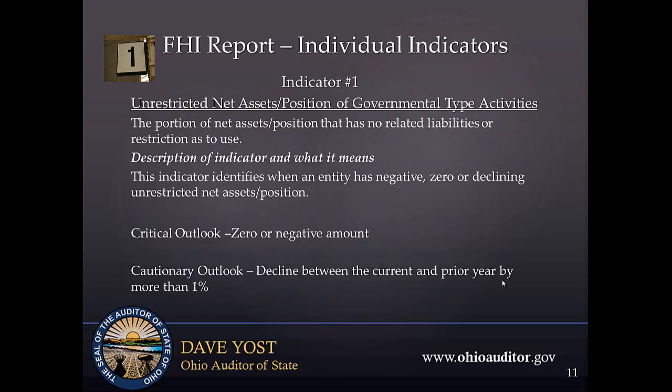If an entity's unrestricted net assets or position is declining or is negative, it leaves little or no room for unexpected expenses and therefore is a sign of fiscal stress. The critical outlook indicator for this indicator is a zero or negative balance. The cautionary outlook is a decline between the current and prior year by more than 1%.